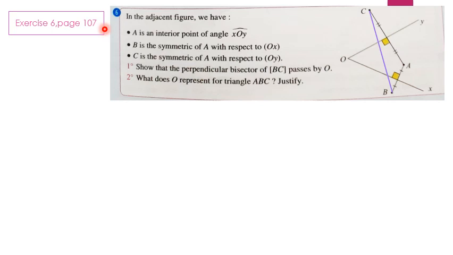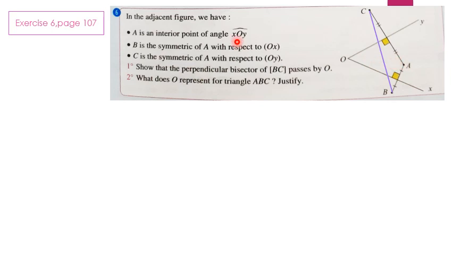First of all, I have to look well at the figure and try to understand very well the given and what is required to prove. In the adjacent figure we have A is the interior point of angle XOY. Interior means inside. This is angle XOY and A is inside the angle.